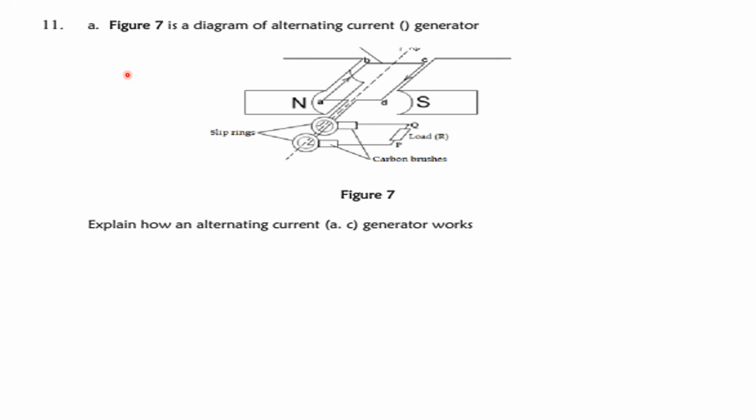Question number 11. Figure 7 is a diagram of an alternating current generator known as an AC generator. Explain how an alternating current generator works.